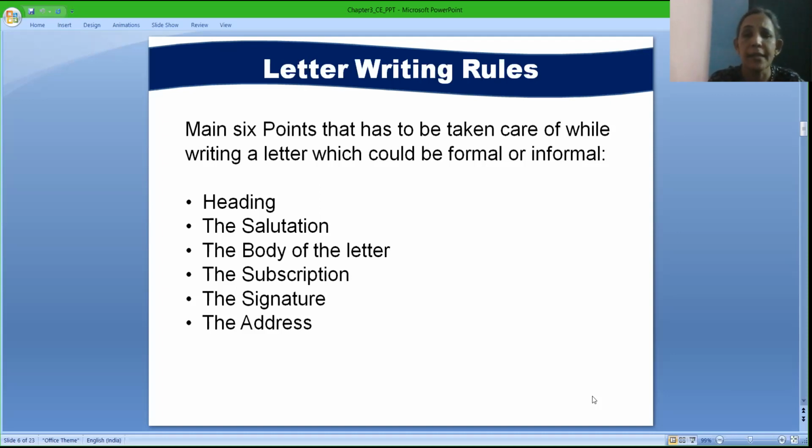The first is the heading. Always remember to start the letter with a heading. The second is salutation. You need to show respect and be courteous in your speech. So how do you salute, and how do you proceed ahead? The third is the body of the letter. The body is the most important part of the letter, so when we write it, it has to be properly framed and drafted so that the information can be shared in the right manner. The next is the subscription, followed by the signature, and then the addresses.